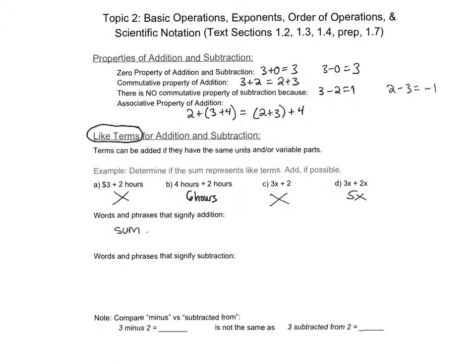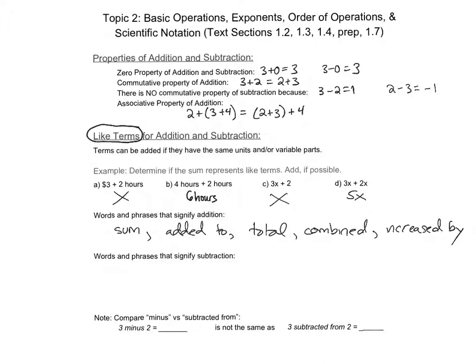So let's list a few words and phrases that indicate you're supposed to add. The words sum, added to, total, combined, and increased by are all terms that we use to indicate that we're supposed to add.